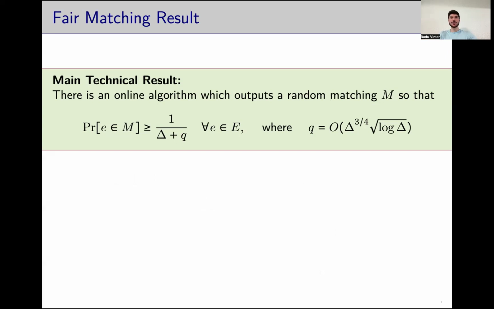Now we can use the reduction I talked about to conclude that a 1 plus little o of 1 delta edge coloring algorithm exists.